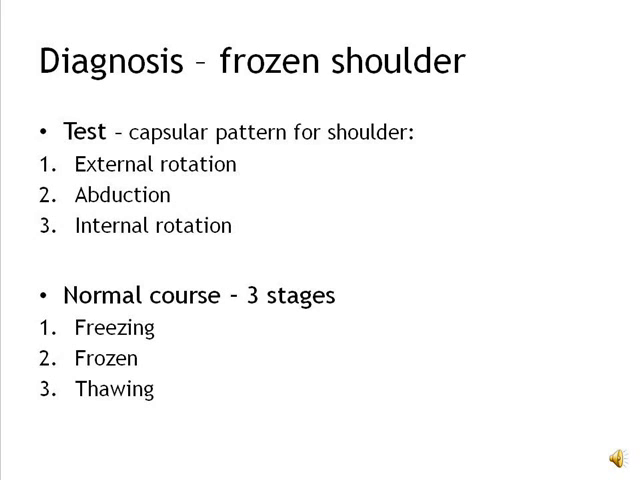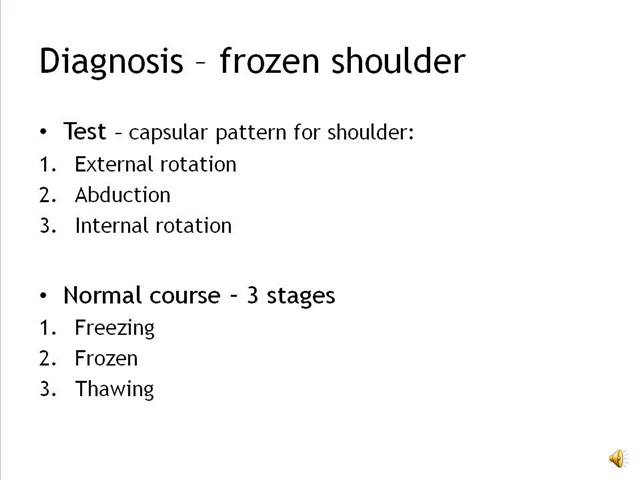The normal course of frozen shoulder has been described as having 3 stages. Stage 1 is the freezing stage or the painful stage, which may last from 6 weeks to 9 months, in which the patient has a slow onset of pain. As the pain worsens, the shoulder loses motion.